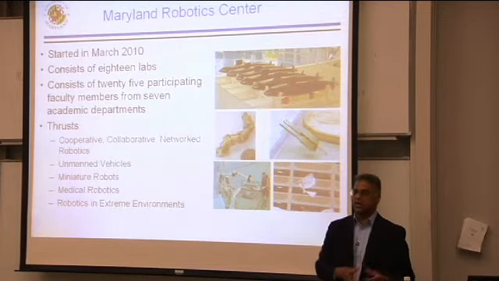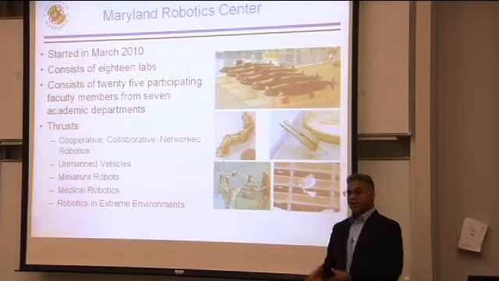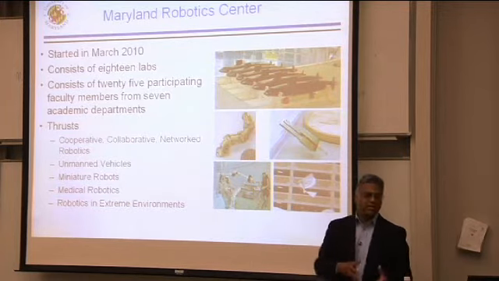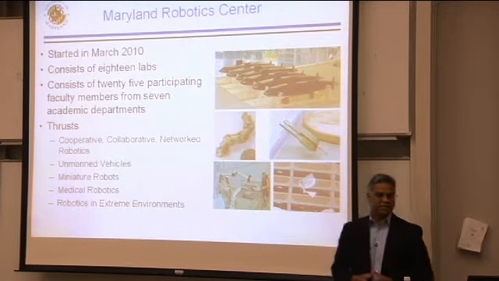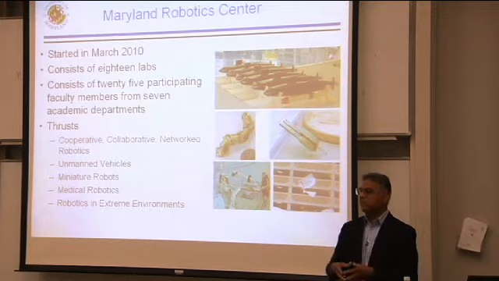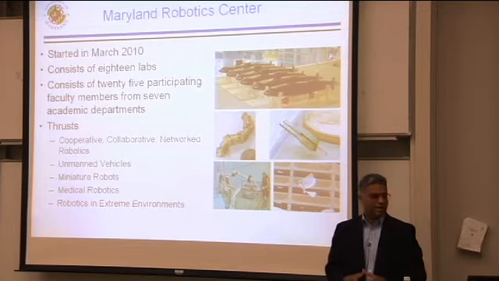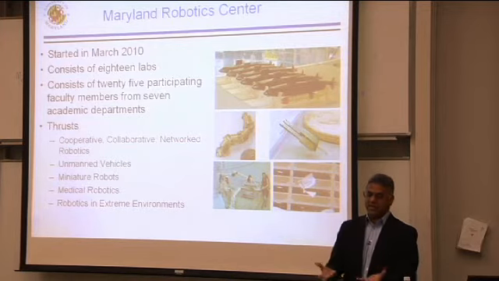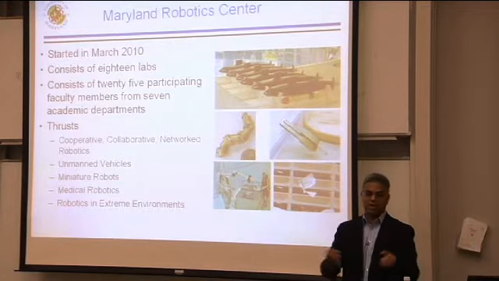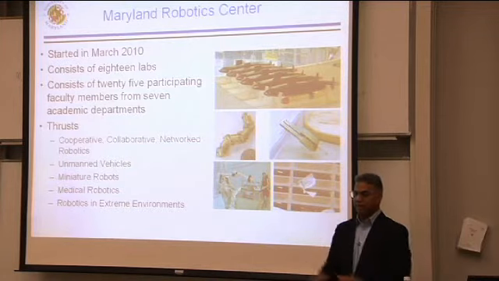Some labs are focused on medical robotics, some labs are focused on space robotics, some labs are focused on unmanned vehicles. So we have a whole spectrum of activities. And we have about 25 faculty members from 7 different academic disciplines under the center doing different facets of robotics. The current thrusts in the center are 5 different thrust areas. The first thrust is cooperative, collaborative network robotics, where lots of robots work together to solve a complex problem.